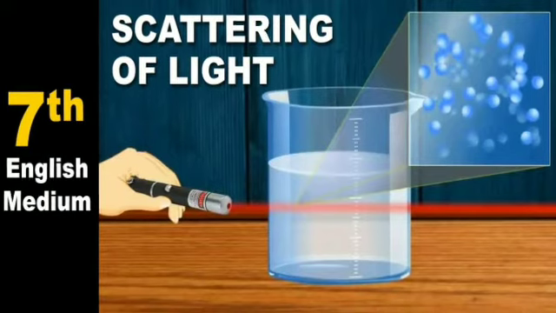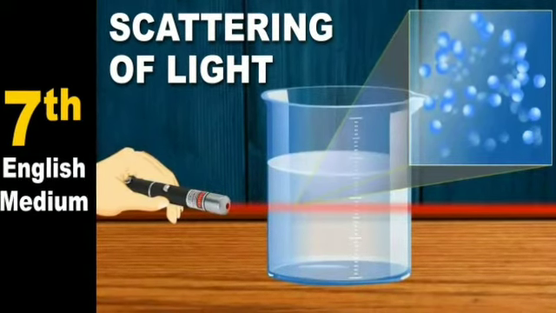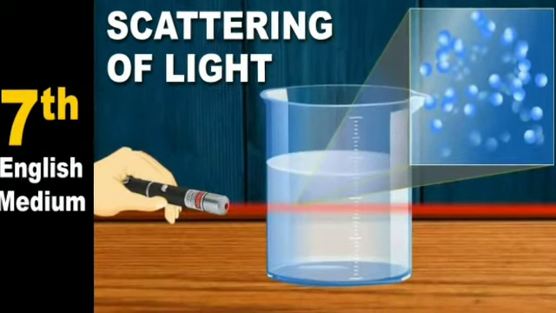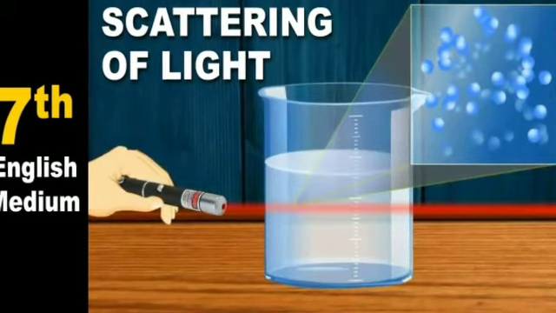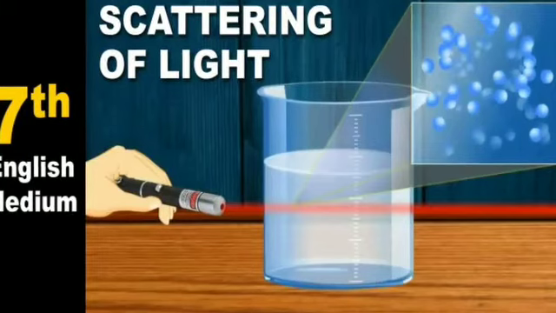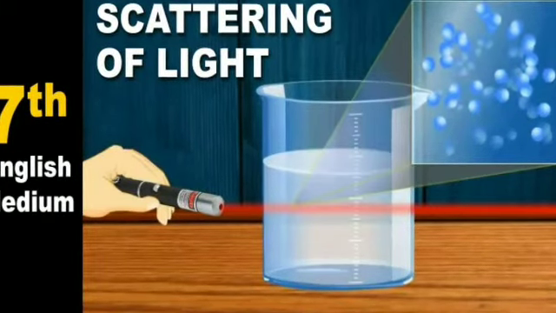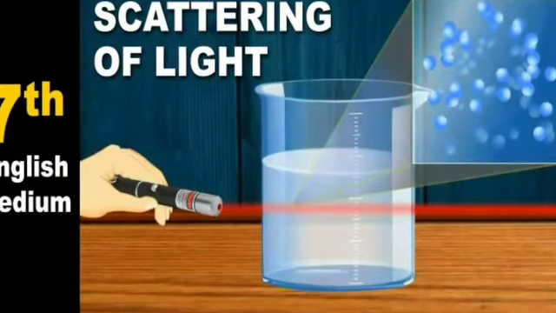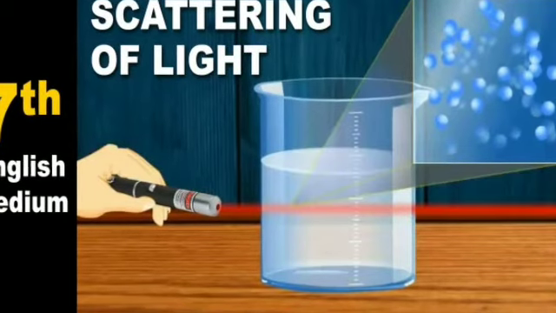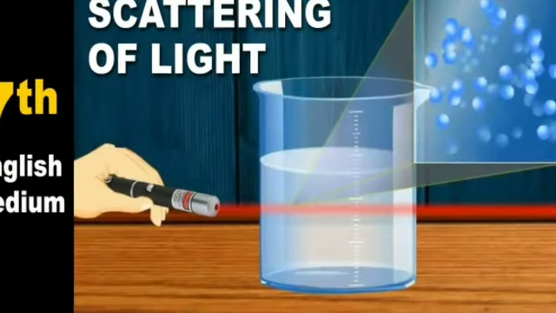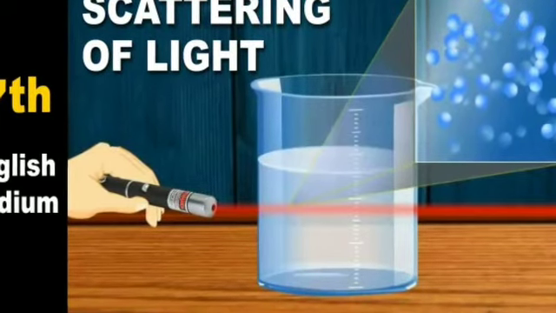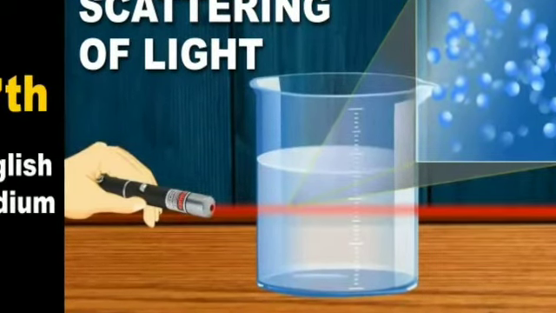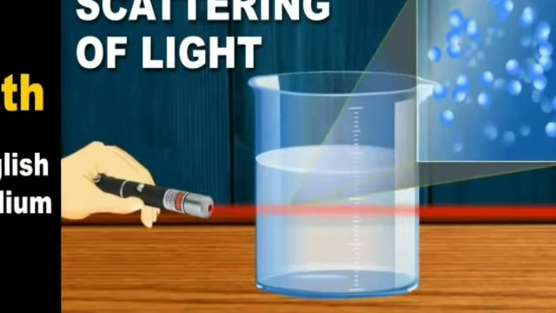Next is scattering of light. Now for proving scattering of light, there are certain experiments. All the experiments using laser rays should be done under the supervision of your teacher or your parents. One simple experiment I'll discuss over here. The apparatus required are a glass beaker, a laser pointer, water, milk or milk powder, spoon, dropper, etc.